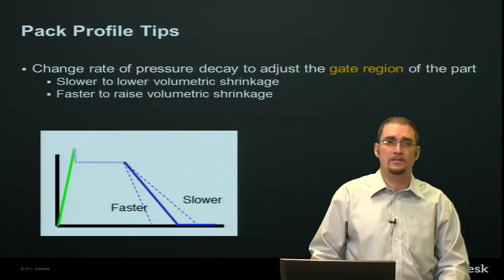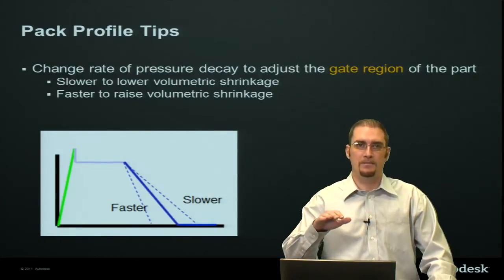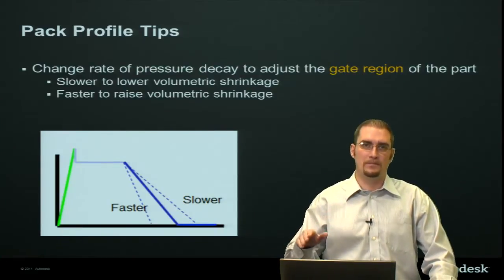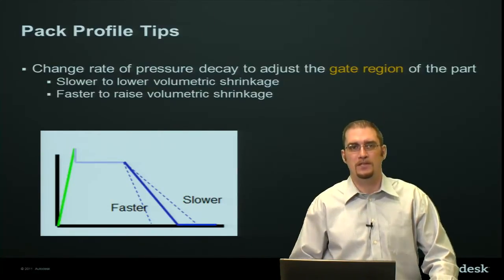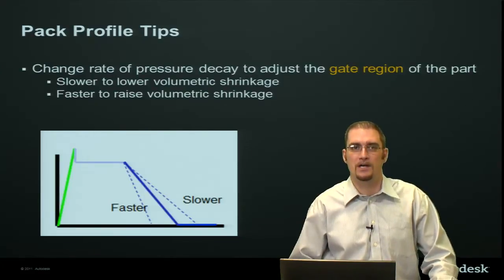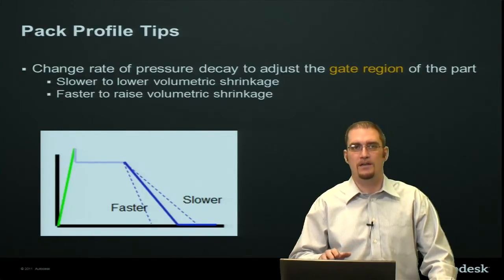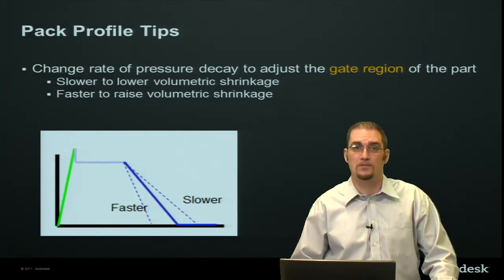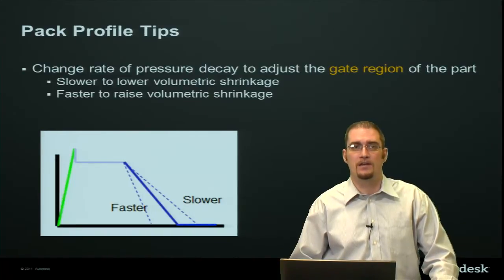Focusing on the gate region, we have what's called a decay, which is when your pressure will be at a constant rate typically, and then you'll ramp down. Now you can have multiple steps in this profile. You could set this up however you wish, but again, we're going to keep it simple for this exercise. In this case, if you had a slower decay, your volumetric shrinkage would be a little lower in the gate region. If you had a faster decay, then it would be a little higher.